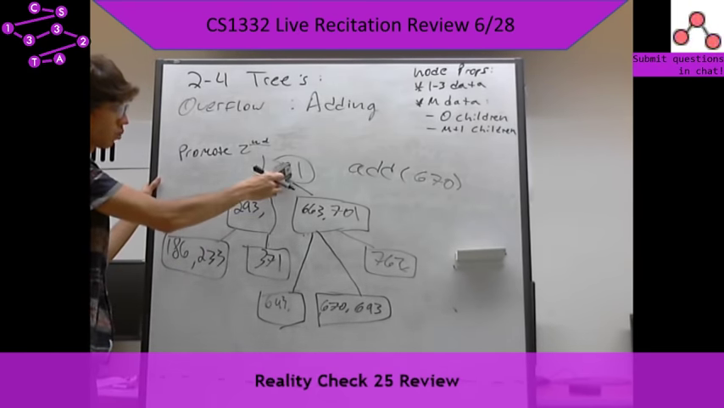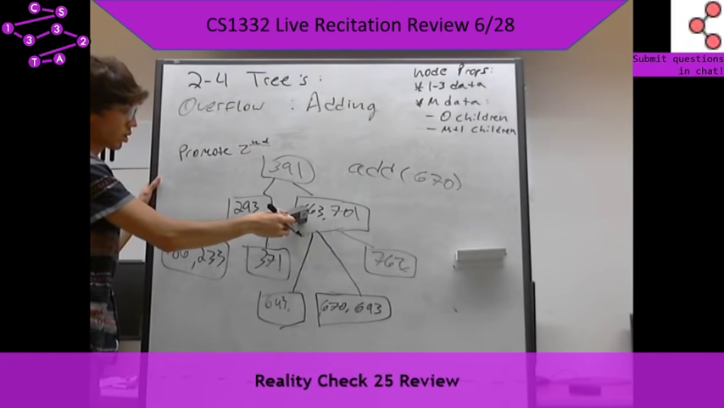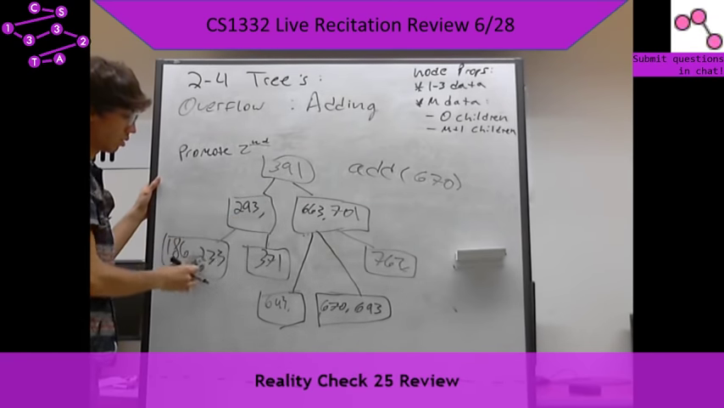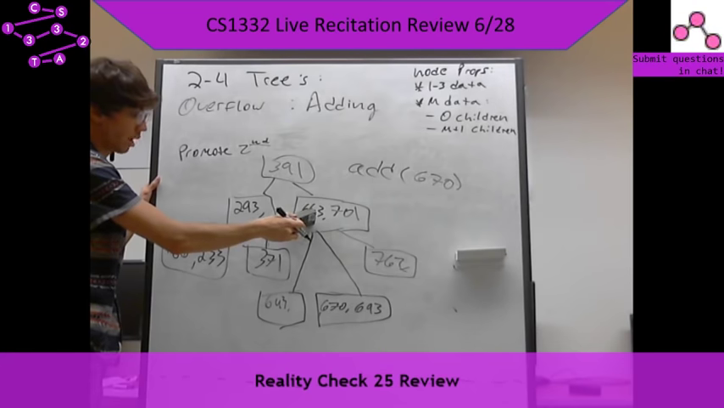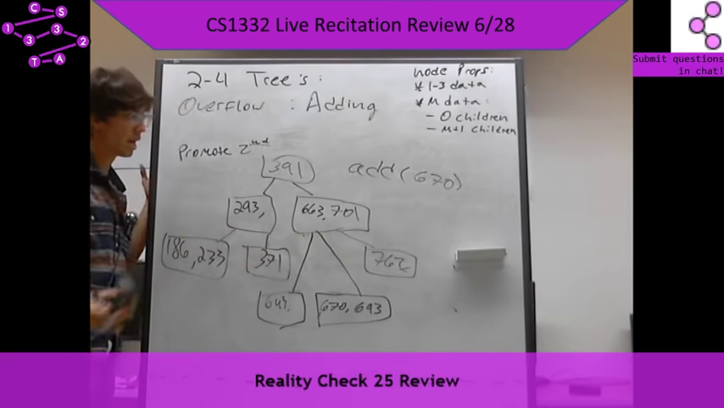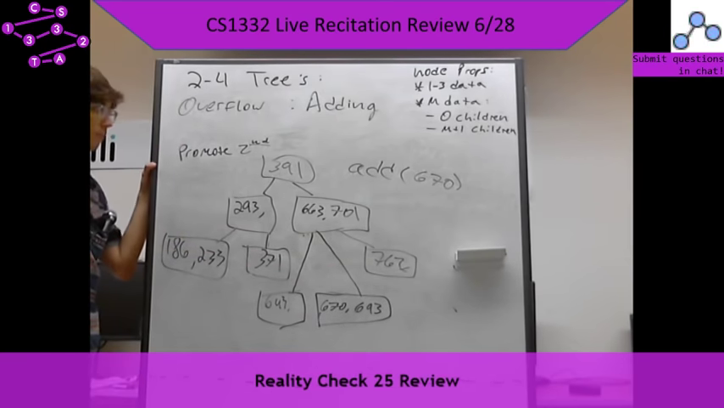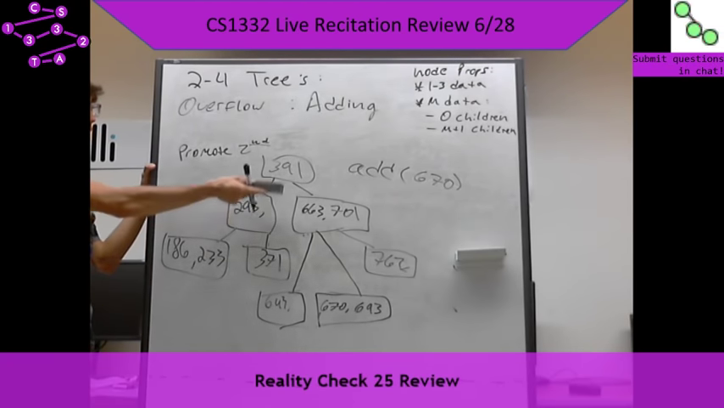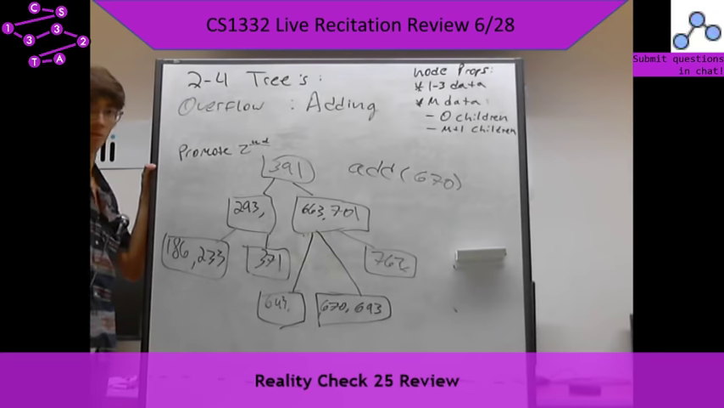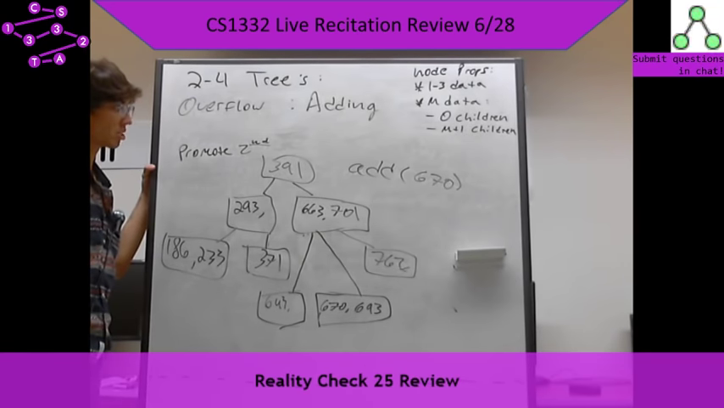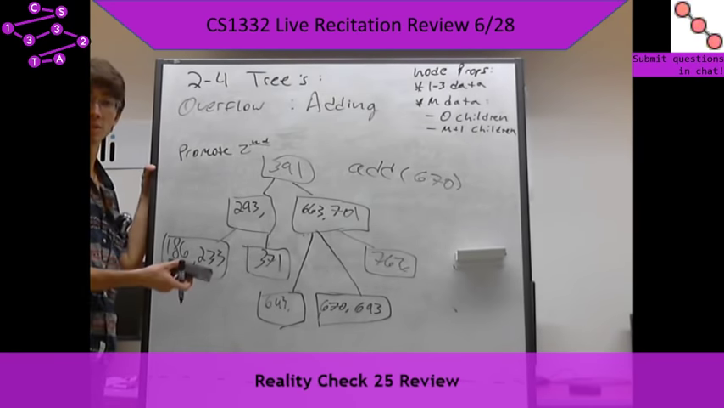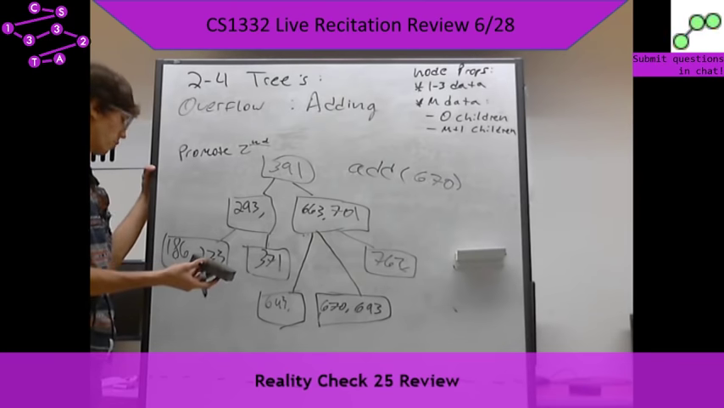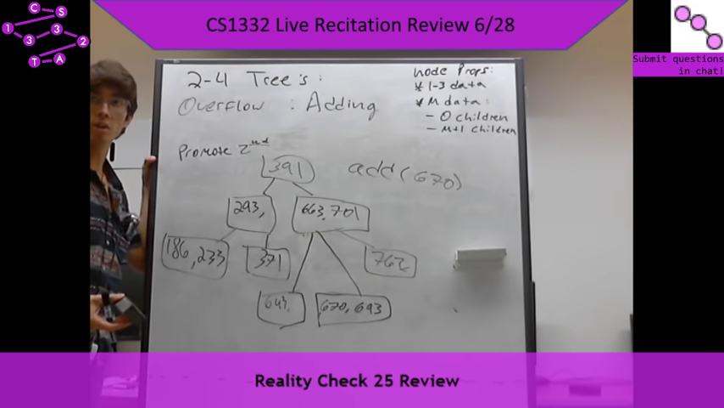So now if you look, 1 data element, 2 children, 1 data element, 2 children, 2 data elements, 1, 2, 3 children. And our tree is satisfied, right? This is the example of where overflow propagated all the way through the tree to necessitate you creating a new root, right? Which is probably the longest and hardest overflow example you can do. But as you can see, it's pretty easy and straightforward. Do we have any other questions regarding 2-4 trees?